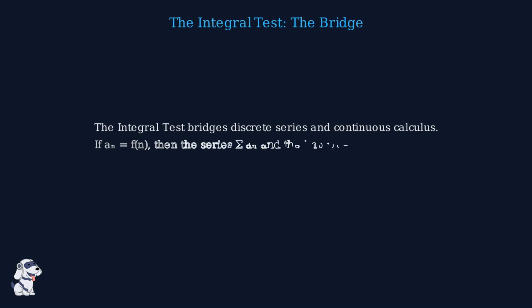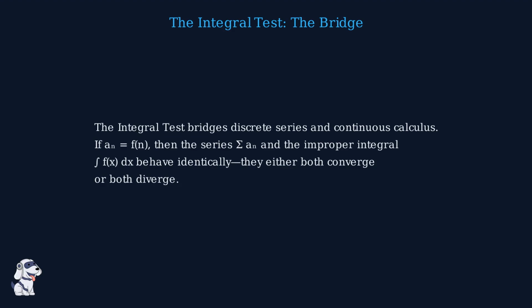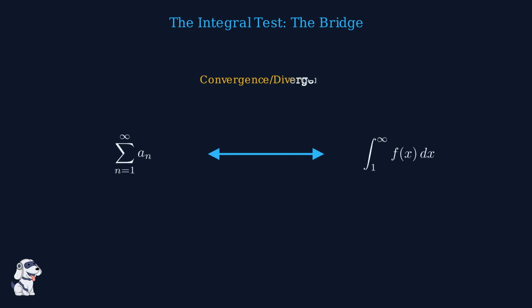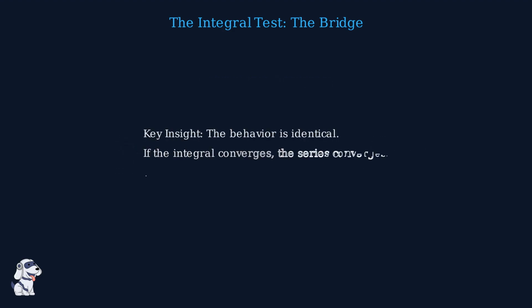The integral test serves as a vital bridge between discrete infinite series and the continuous world of calculus. By representing the terms of a series as a function, we can determine the behavior of a sum by examining the area under a curve. Consider a sequence defined by a function f of n. The sum of this series and the improper integral of the corresponding function from 1 to infinity are linked. If the area under the curve is finite, the sum is finite. This symmetry means that whenever we struggle to compute an infinite sum directly, we can use the power of integration to confirm whether it converges or diverges.